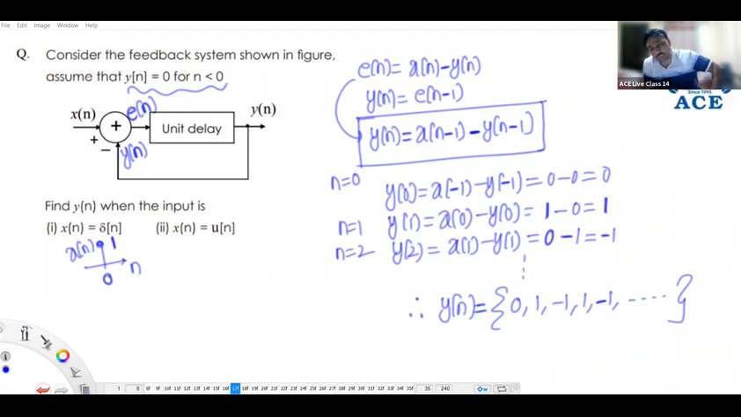First you obtain the difference equation. What is the relation between input and output? It is described by that expression. After that, because it is mentioned that the output is 0 for negative index, start solving from 0. For the first sample we got 0, and the rest of the samples alternate 1, -1, 1, -1 like that.